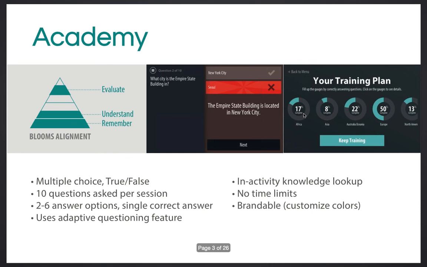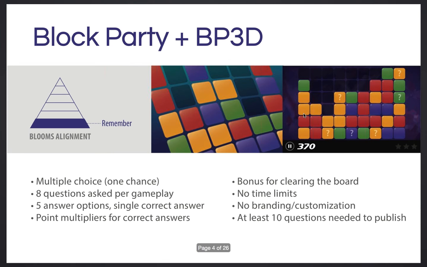Great. All right, so I'll move on to our next activity, and I'm going to do a bunch of these activities in a row that are very similar, that address sort of the Bloom's learning or understanding and remembering type things. So our first one here is Block Party, and we also have a 3D version of Block Party. They're very similar, the original flat version and the 3D animated version. No 3D glasses required, by the way.